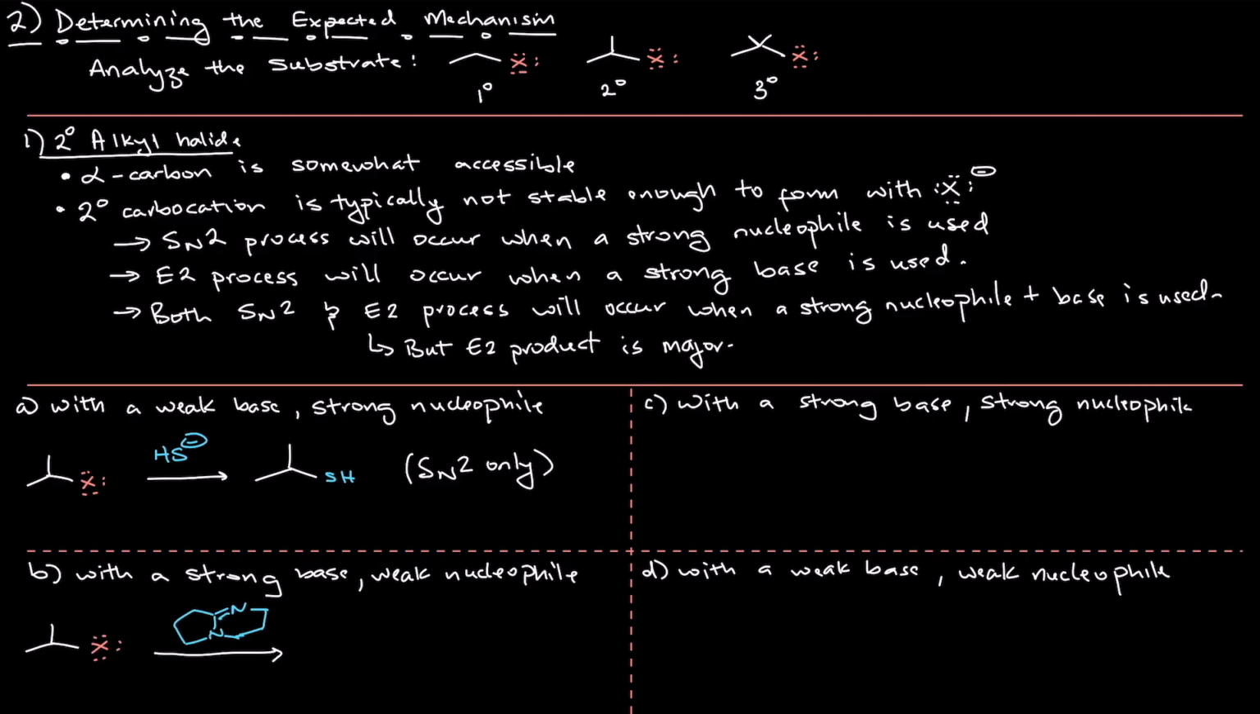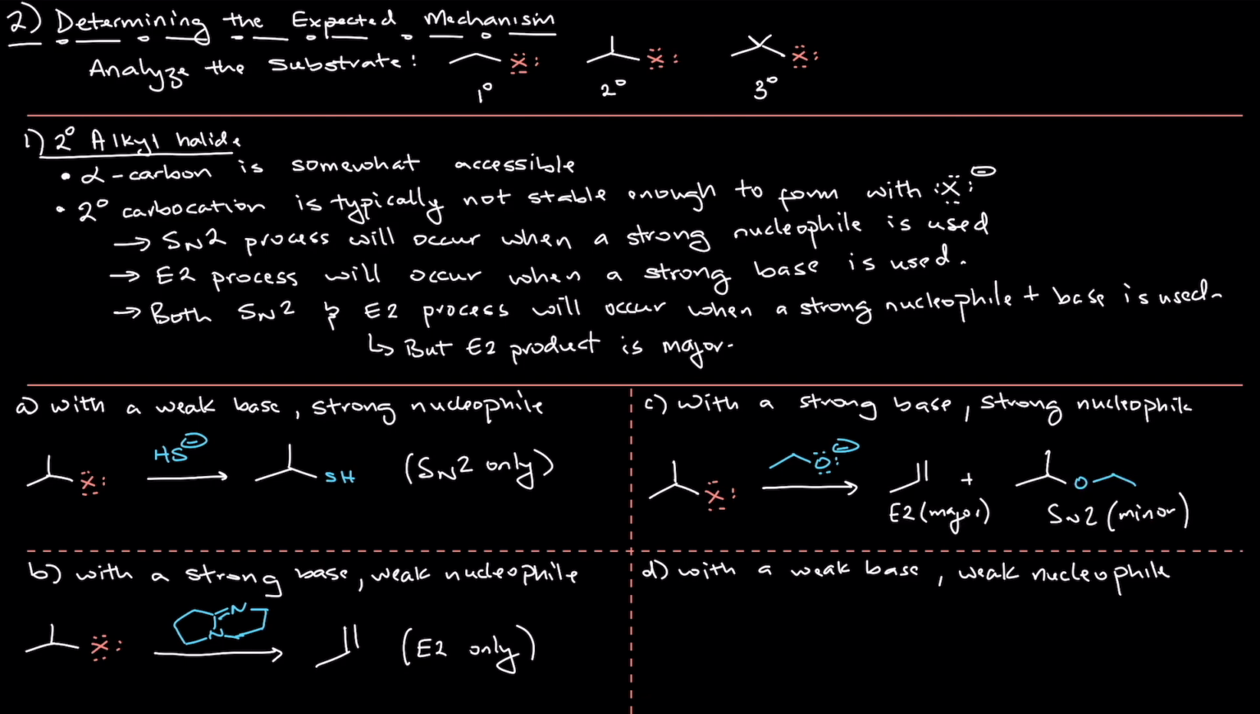Treat your secondary alkyl halide with a strong base, weak nucleophile. This time you get your E2 product exclusively. Treat your secondary alkyl halide, this time, with a strong base and a strong nucleophile. This time you get both your E2 product and your SN2 product as well. However, your E2 product is going to be the major product in this particular case.